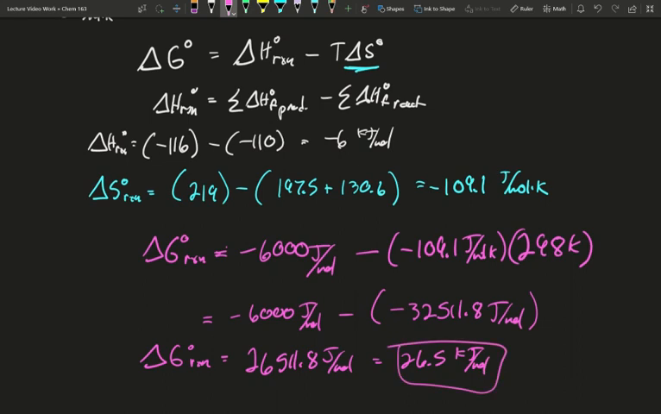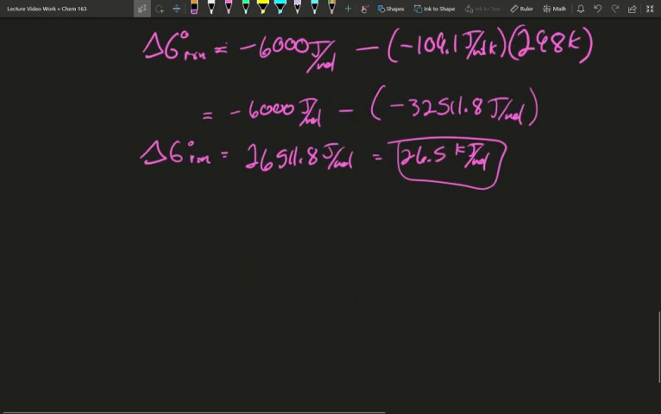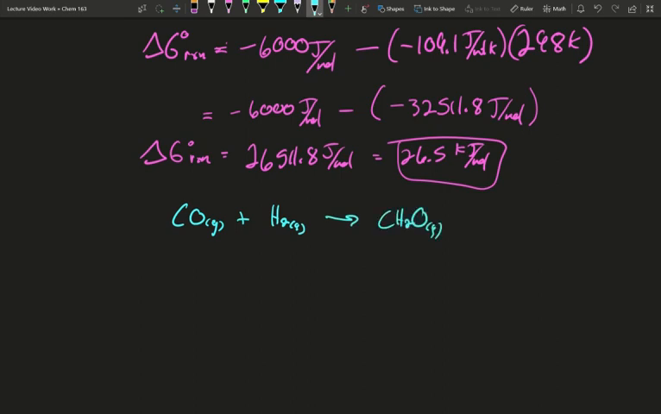It's positive. We're too hot. This reaction doesn't want to occur at this temperature. But we have calculated out what the delta G would be. Because it is positive, this will not be a spontaneous reaction. Our CO gas plus H2 gas going to formaldehyde will not readily occur at 298.